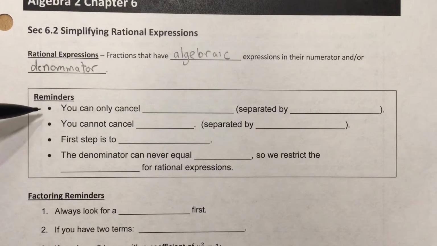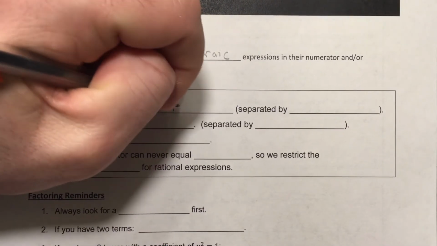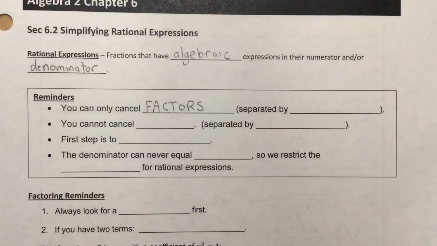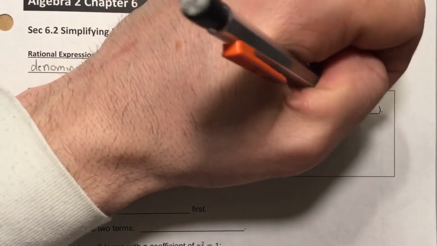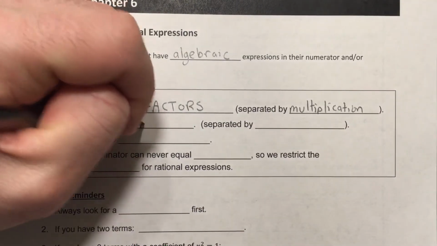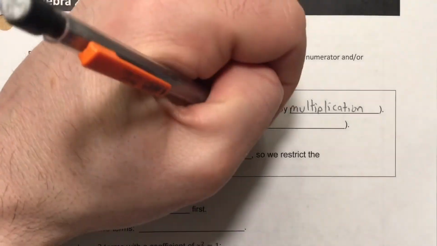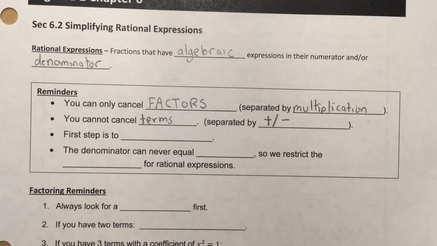So here are your main reminders for simplifying algebraic expressions. You can only cancel factors. I'm going to make that capital. Remember, factors are separated by multiplication. I'm going to say this over and over and over again, and you're going to be sick of me saying it: separated by multiplication, or factors, because those are the only things you can cancel. You cannot cancel terms. Remember, terms are separated by plus or minus. So if you have things separated by plus or minus, those do not cancel. The only things that cancel are factors, which are separated by multiplication.